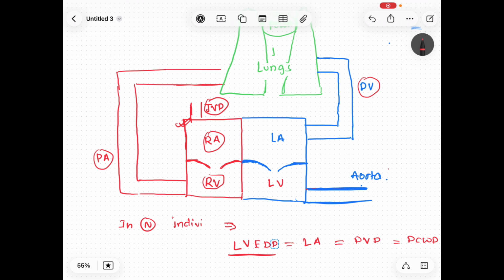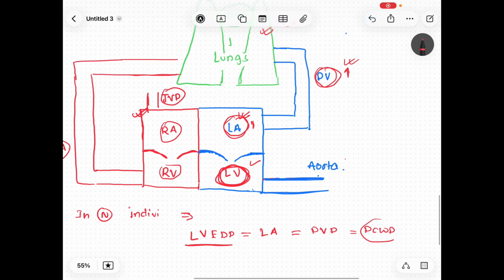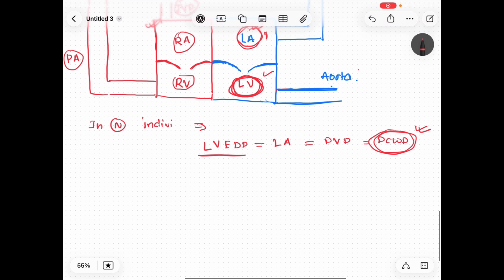For example, if left ventricular end-diastolic pressure increases, left atrial pressure has to increase to fill the left ventricle. Similarly, pulmonary vein pressure has to increase to fill the LA, and pulmonary capillary wedge pressure has to increase to fill the pulmonary vein. So if we can get information about pulmonary capillary wedge pressure, we can predict information about the left ventricle. So is JVP linked to pulmonary capillary wedge pressure?